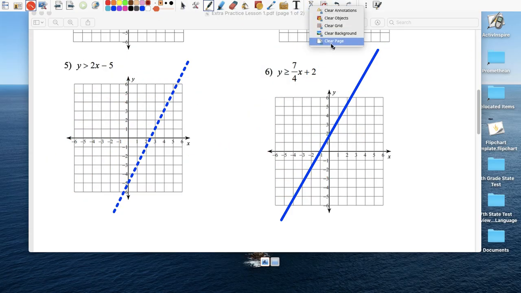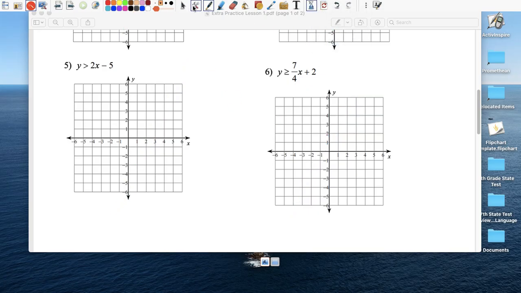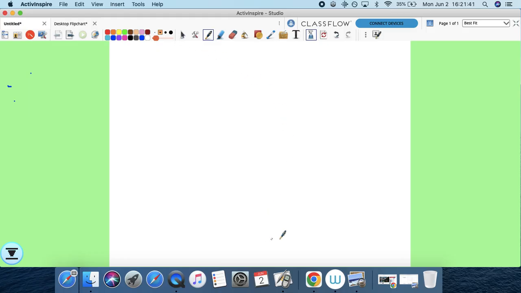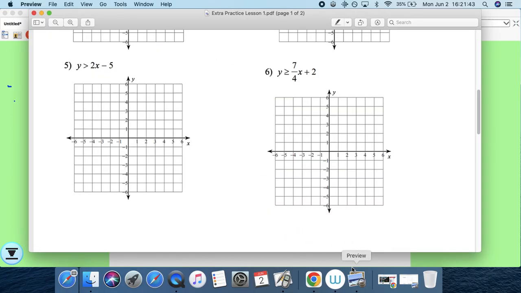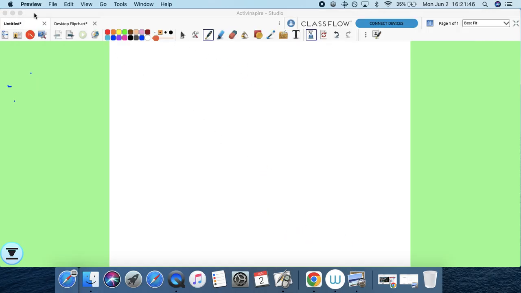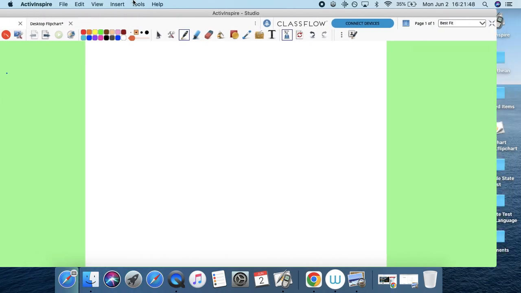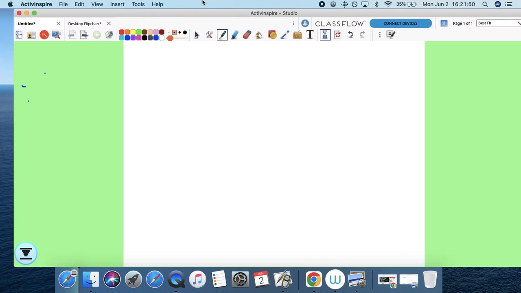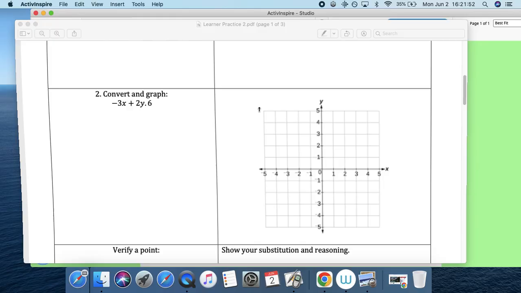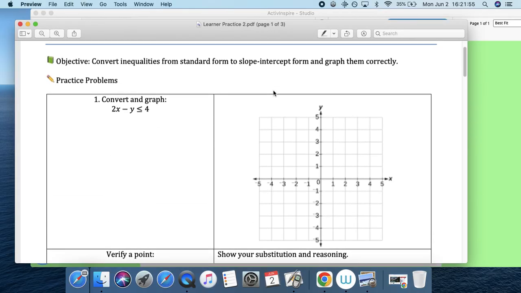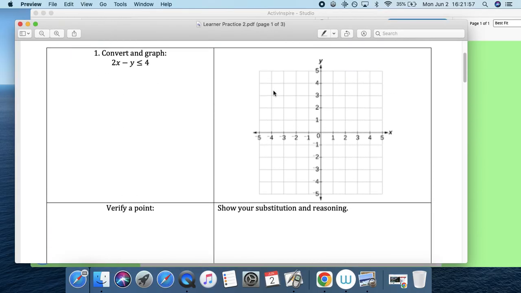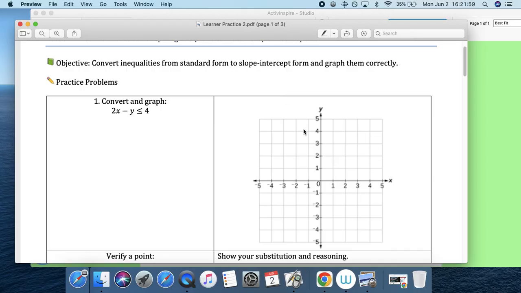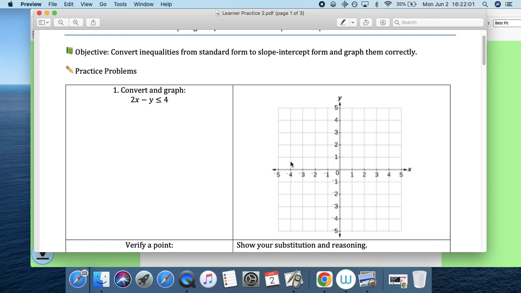Oh, for the other class, let me just clear this. All right, so for some of you, you actually had this one, okay? And again, but this one's a little different. The difference here was that they were not in slope-intercept form, so you have to rearrange the equation in terms of y. Let's do that.